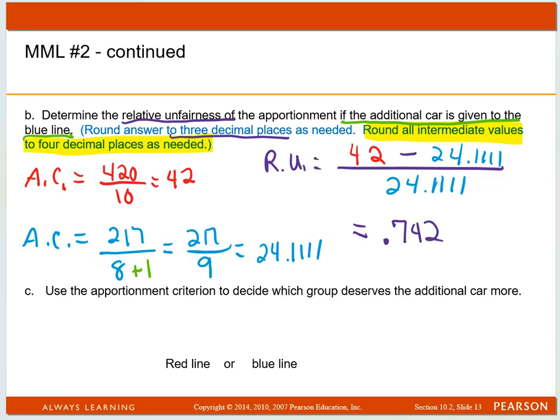It says use the apportionment criterion to decide which group deserves the additional car. When we did the red line, the relative unfairness was 0.408. When we did the blue line, that's what we just got, it was 0.742. Whichever one is less unfair, and 0.408 is less than 0.742, so it should go to the red line using the apportionment criterion. And that is number 2.